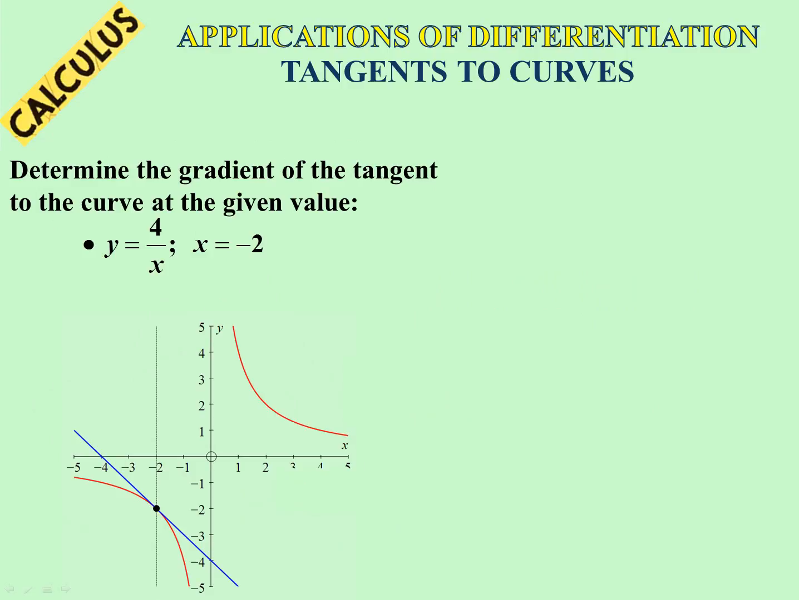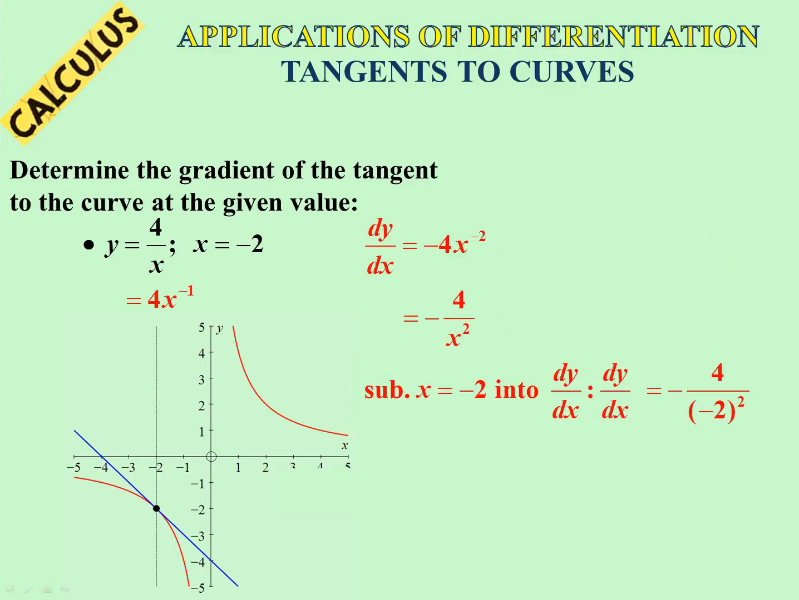Another one, just with a slightly more complex derivative. Remember, that needs to be written as 4x to the minus 1 before we can differentiate it. Now we differentiate: minus 4x to the minus 2, which of course is minus 4 over x squared. Substitute x equals negative 2 into that, and we get negative 1. Gradient equals negative 1. Looks about right.